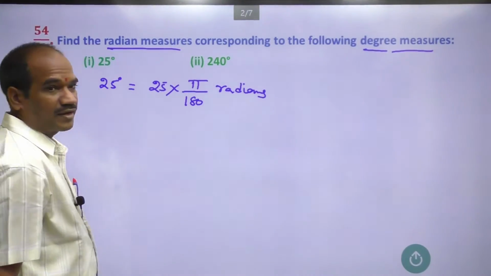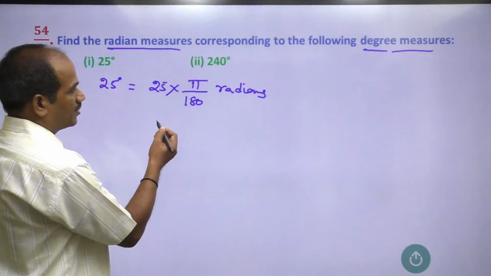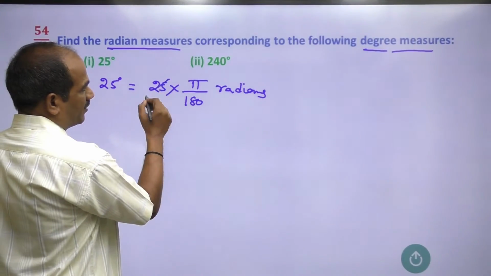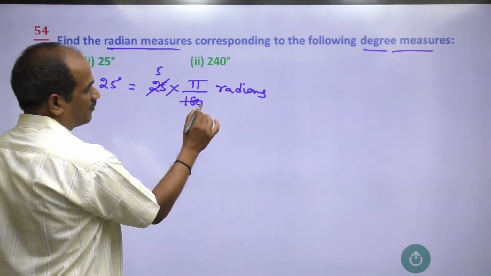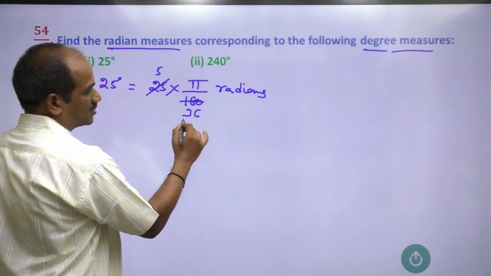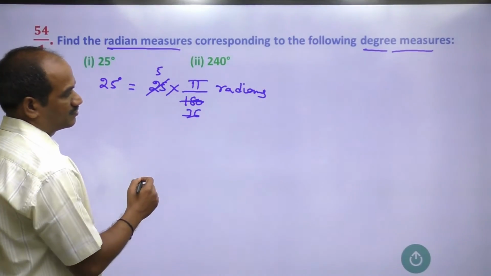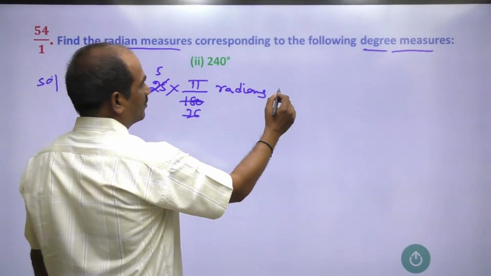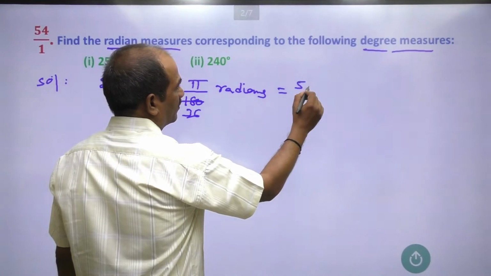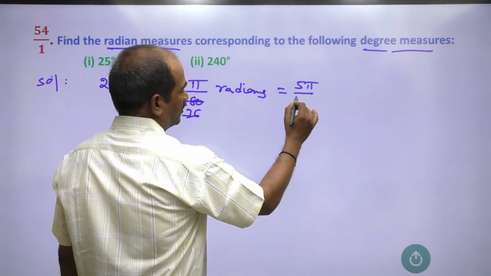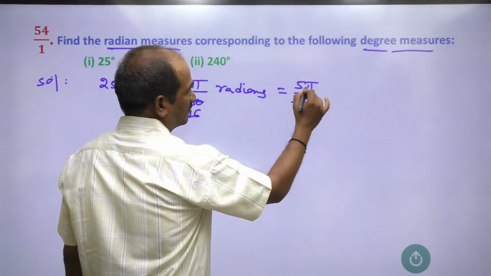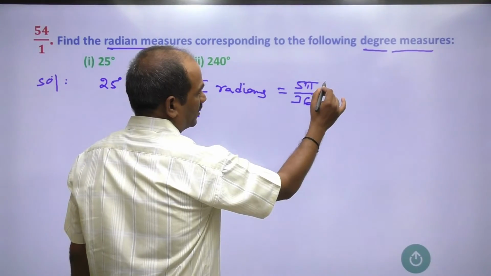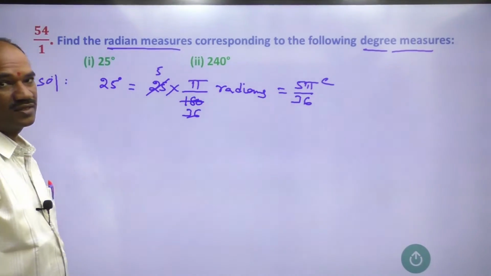Pi by 180 radians. So 5 times 5 is 25, 5 times 36 is 180. That is equal to 5 pi by 36 radians. First question answer.